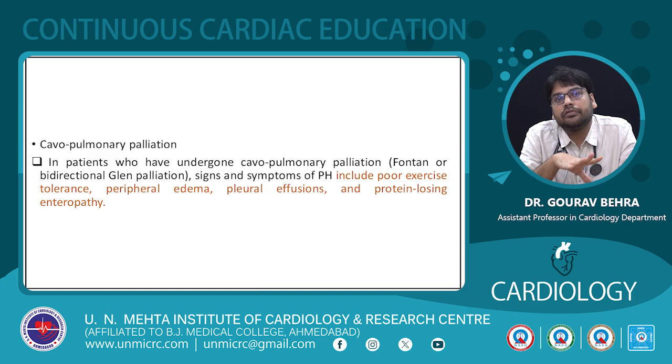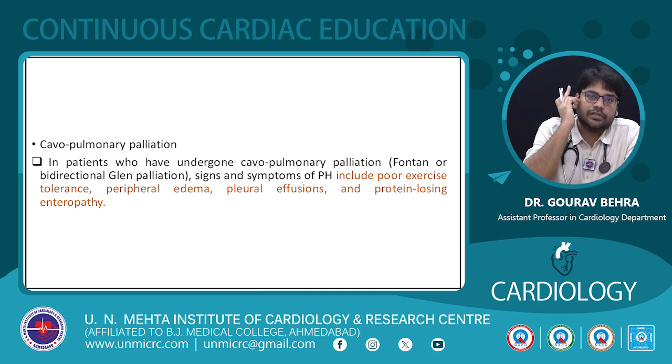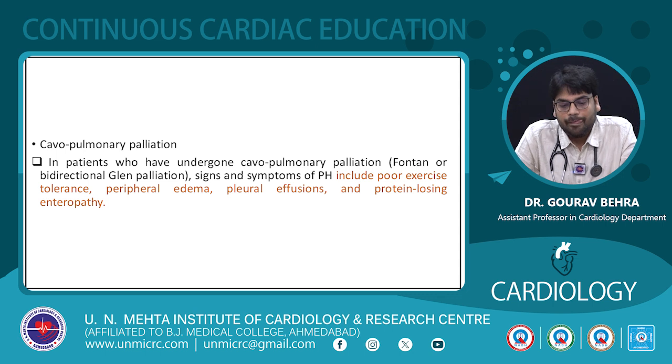Now, the second scenario: if a patient has undergone Fontan or bidirectional Glenn palliative surgery, the signs and symptoms include, if the patient is doing well and on follow-up with you, but has poor exercise tolerance, peripheral edema, pleural effusion, protein-losing enteropathy, and decreased appetite. The most common symptom they usually come with is decreased appetite. So these are protein-losing enteropathy and the different symptoms that patients usually come with in PH.